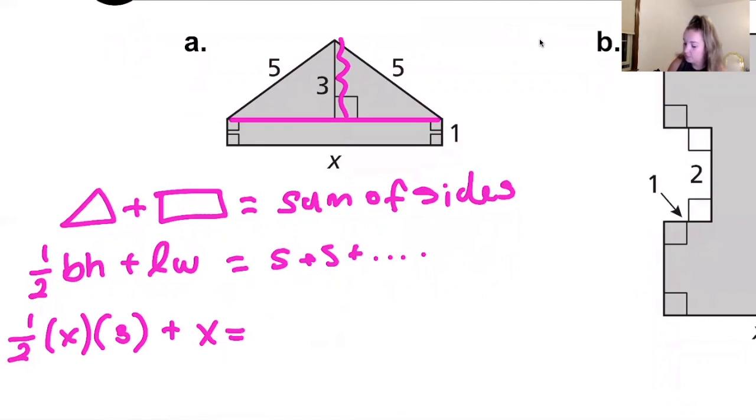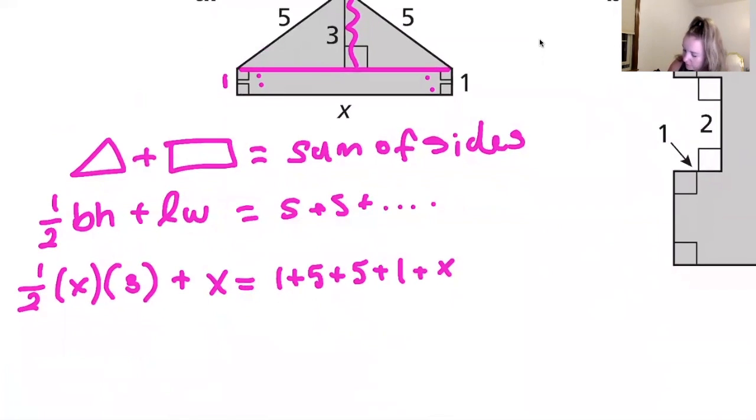Now to find the perimeter is when we add up all the sides. Because I know this bottom one is a rectangle due to having the 4 right angles, I can assume that this side is 1. So I'm going to have 1 plus 5 plus 5 plus 1 plus X. And now from there is when I start solving. So 1/2 times X times 3 is going to give me 3/2 X plus X. And then 1 plus 5 plus 5 plus 1, that gives me 12 plus X.